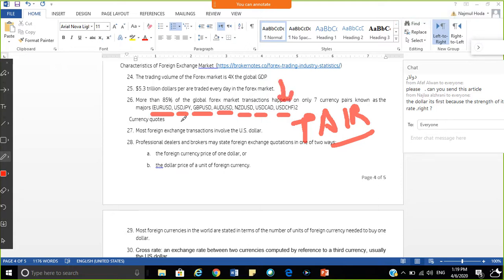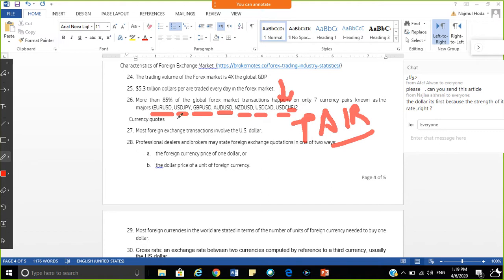So, I think out of these currencies, only CHF may be. Are you aware about CHF? Which currency is this? CHF is the name of a currency. The rest of them, I think all of them are very famous currencies. Can you tell what is the name of CHF?